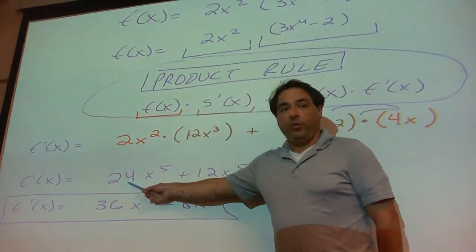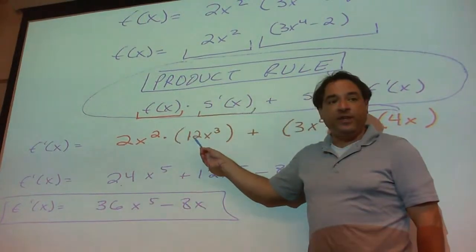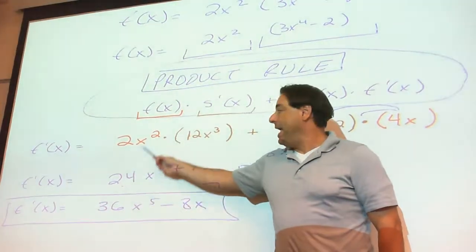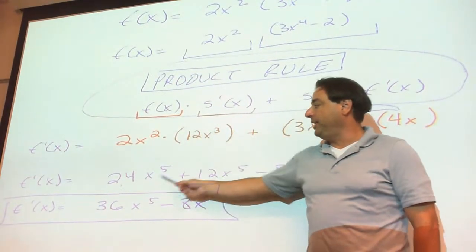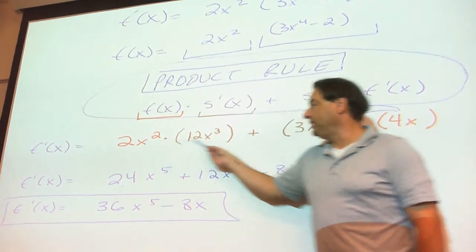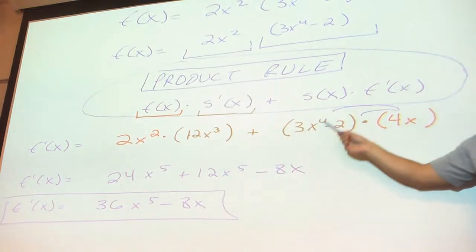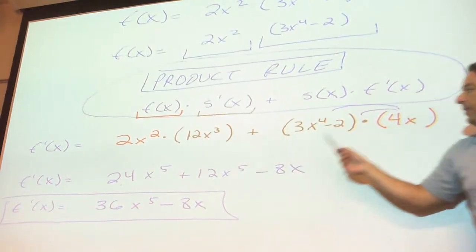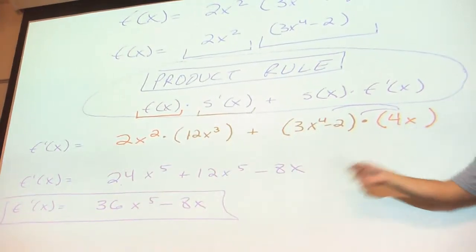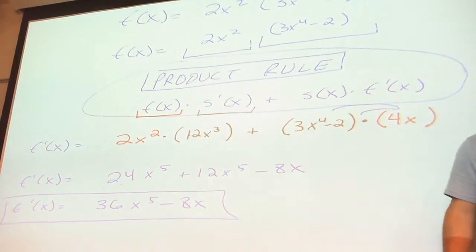So, how do I get 24? 2 times 12 is 24. X squared times x to the third is x to the fifth. So I put this together. This one I distributed. 3 times 4 is 12. X to the fourth times x to the first is x to the fifth. 2 times 4 is 8x. And then those are like terms. Are we okay?